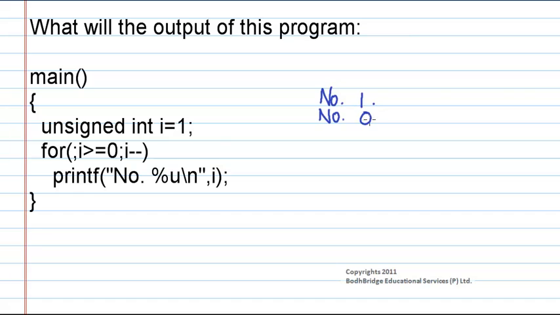That is 0. In the next iteration, the value of I is decremented and now it will become minus 1. So the condition is not satisfied and hence the loop will exit here. Now let us check if our answer is correct.